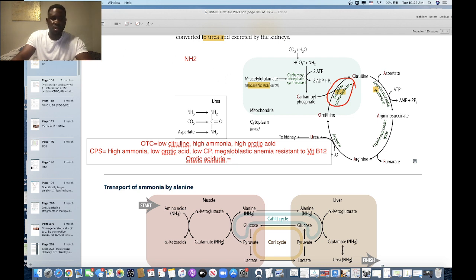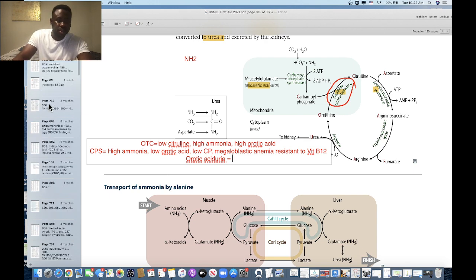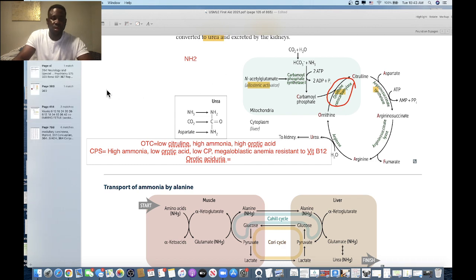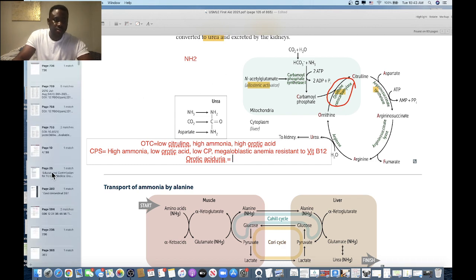Let's go back to page 36. My watch is making noise. I'm taking my time so that people can really understand and appreciate this. If you know these pages, you can increase the speed. But if you don't understand, just take your time and then we will do it. This is how we all did it. So let's go to page 36 so that we see orotic aciduria itself. It's loading.